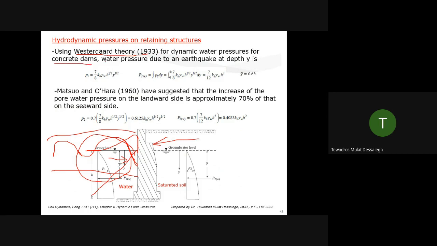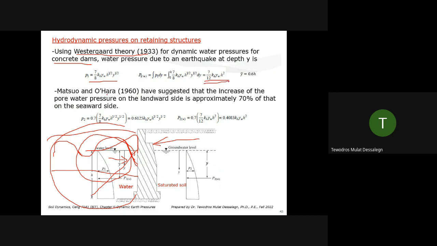There is a well-known analytical equation by Westergaard's theory, 1933, for dynamic water pressure for concrete dams. Water pressure due to an earthquake at depth H, at depth Y. So this is about the water pressure on this side. It can be a retaining wall, it can be a dam. If you're looking for some analytical solution, you can use P1, this Westergaard theory, the dynamic water pressure. You have P1. P1 is this distribution along depths, or the total P1 over the depth, the net. If you integrate all this, you will get 7/12 kH gamma of water H square, the net force. This is the dynamic water pressure.